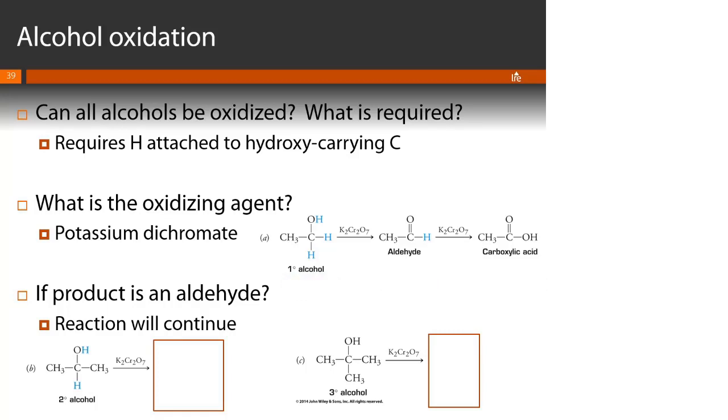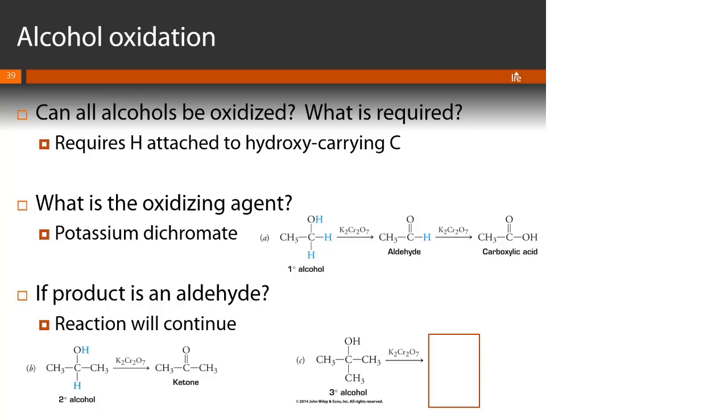Okay, so what about a secondary alcohol? So just like above, we're going to remove the hydrogen from our oxygen and remove a hydrogen from the hydroxy-carrying carbon. Then we're going to create a double bond between the carbon and oxygen, and that's going to give us a ketone. And remember, if our initial product is a ketone, then the reaction is complete.